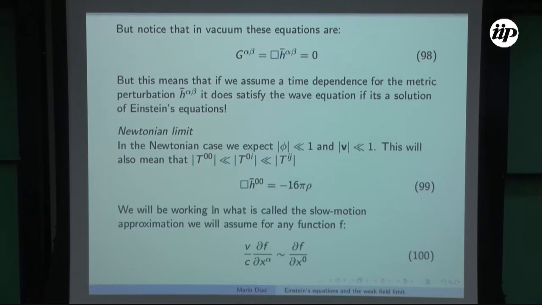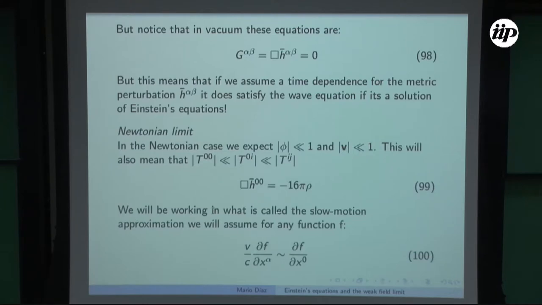Now, let's go to the Newtonian limit of this. In the Newtonian case, remember, we expect the scalar fields to be smaller than one. The velocities in magnitude will be much smaller than the speed of light. And this essentially puts constraints on the different components of the energy momentum tensor, which means that the most important equation here will be this, where this is the energy density of space-time.